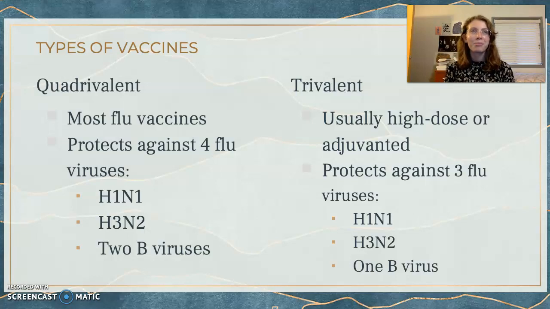There are a plethora of flu vaccine options, but I'm going to do my best to show you how to differentiate between them. There are two main flu vaccine categories. There are the quadrivalents, which are most flu vaccines you'll encounter. They protect against 4 flu viruses: 2 A viruses, H1N1 and H3N2, and also 2 B viruses. Then the trivalent vaccines are normally high dose or adjuvanted, and they protect against 3 flu viruses. Again, the 2 A viruses and just 1 B virus.